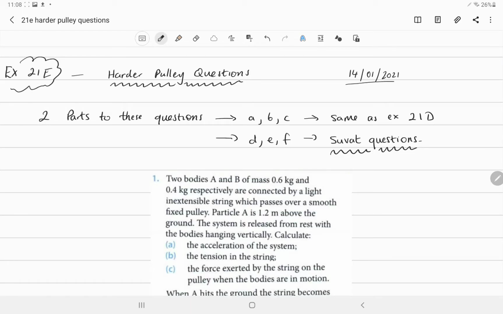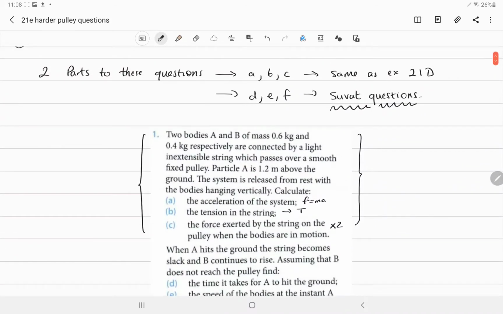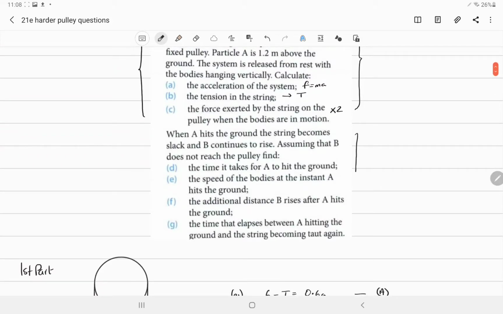The first part is exactly the same type of question as the questions we did yesterday. So A, B and C: the acceleration of the system of pulleys, we're using F equals ma for the two bodies. Then we're substituting in our acceleration to get T, and then we're just timesing T by 2 for part C. So whichever two questions I'm going to give you, you should be able to do at least the first 3 parts, and I'm going to show you how to do the next parts, D, E, F and G, because they involve suvat. So the second part of the questions involve your suvat.